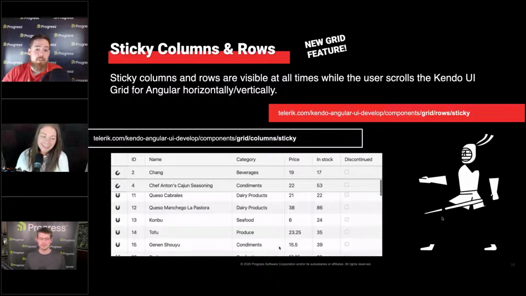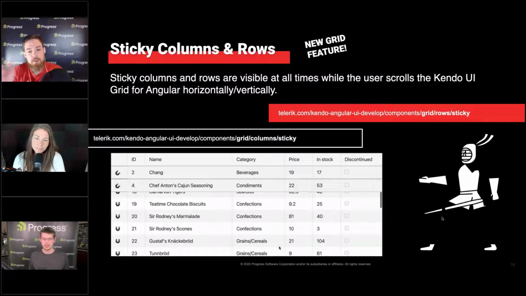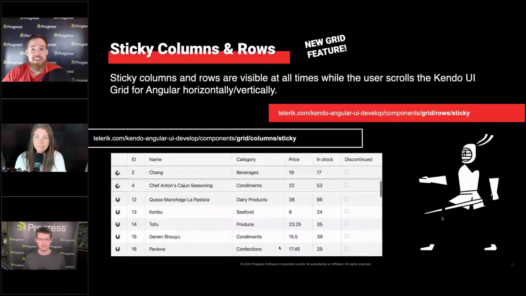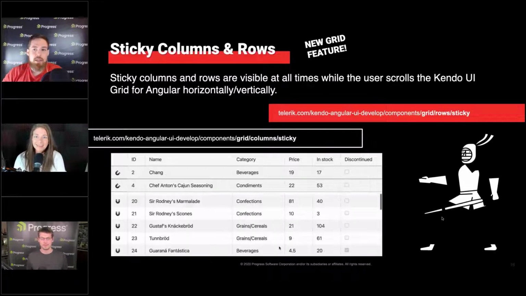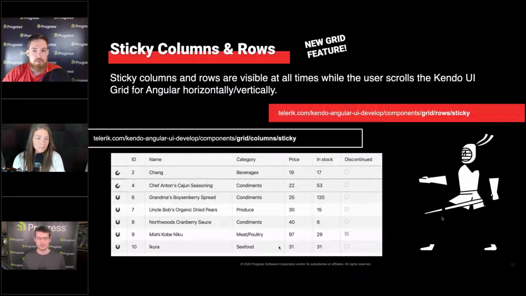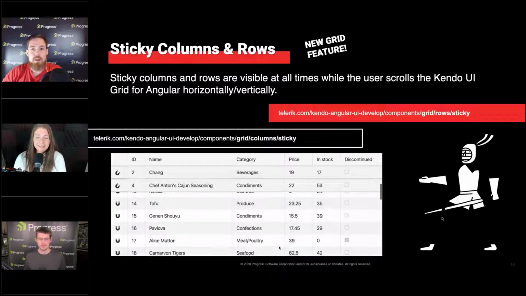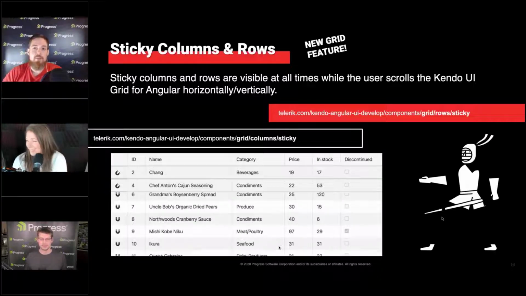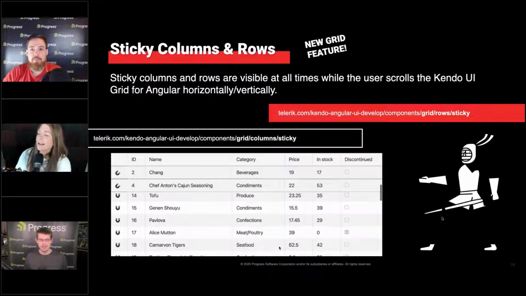And this can be toggled. We have a little magnet here that shows when it's being sticky or stuck, but you can do that programmatically. You can allow users to determine if that column should be sticky or not as they're scrolling through it. So there's a lot of different ways that you can add this into your grids today.